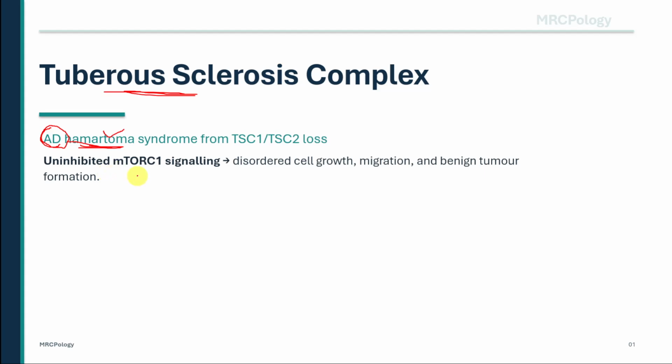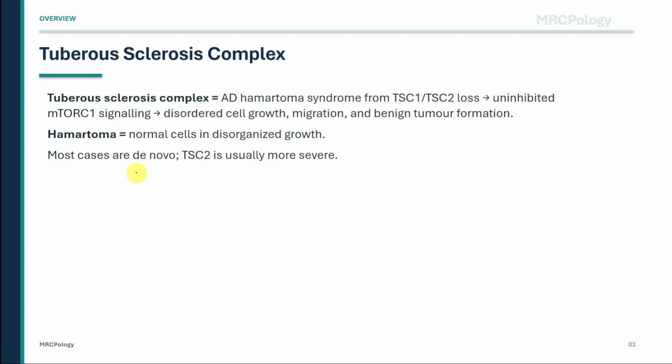The key mechanism is loss of inhibition of mTOR1, leading to abnormal cell growth, abnormal migration, and benign tumor formation in multiple organs. Most cases are de novo, so a negative family history does not exclude it. TSC2 disease is usually more severe than TSC1 disease, and this is a useful exam association.